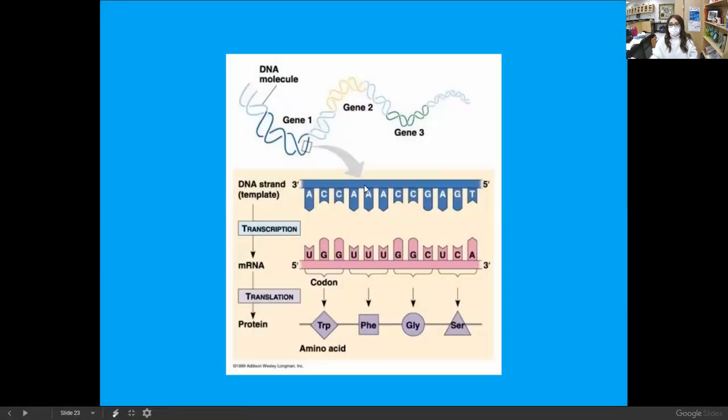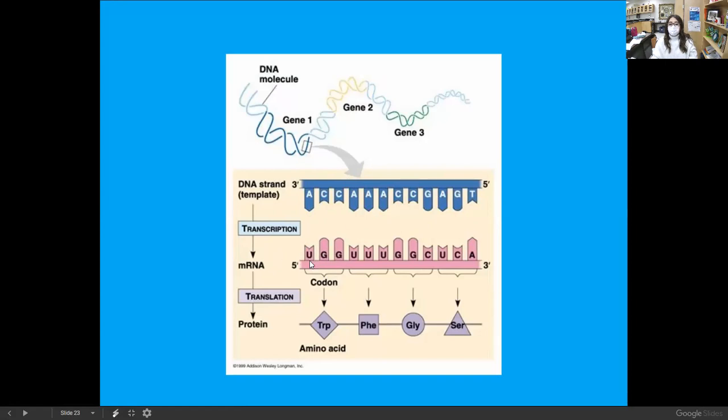Now here's another depiction of essentially what's going on. You're given your DNA strand, right? How do you know it's DNA? Hello, there's a T right here. Transcription is when we go from DNA to mRNA. So we take all of our complementary base pairs, but we replace all of the T's with U's.